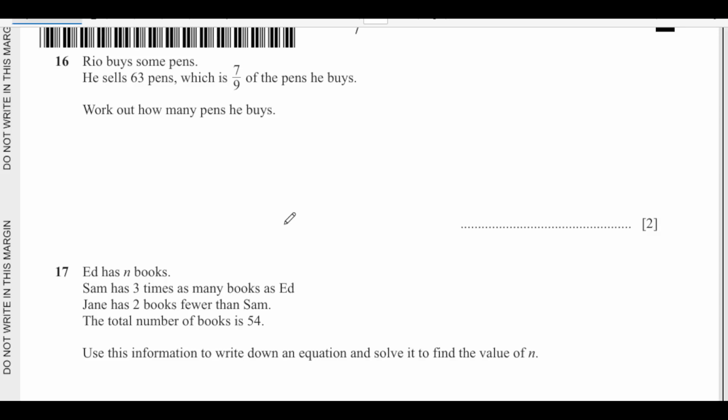This is the second part of Cambridge IGCSE Paper 1-3 from October-November 2024. We have done questions 1 to 15 in the previous video, so go and check that if you have not done that. Now let's start number 16.